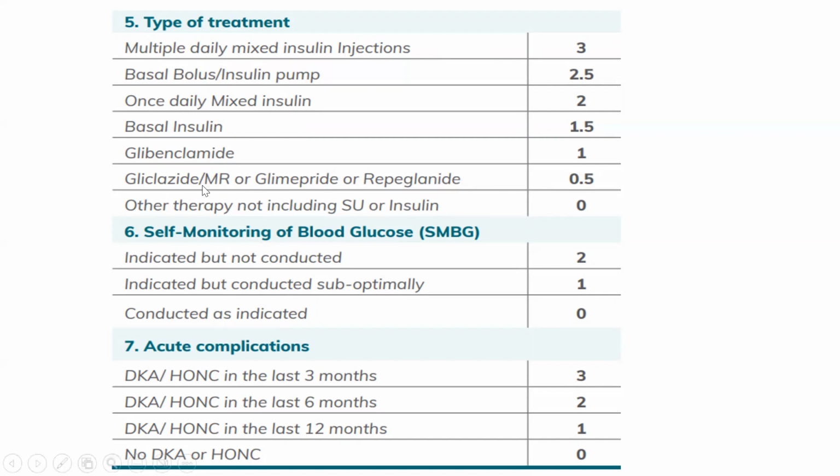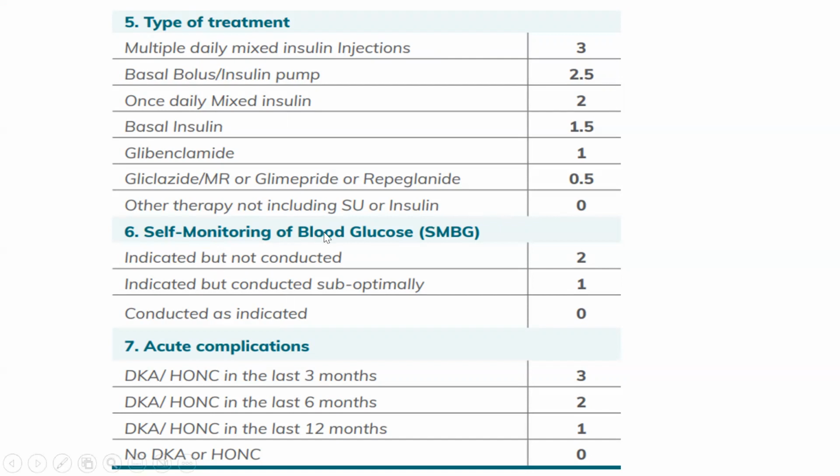Now, this is the other therapy we are talking about. Any other therapy like metformin, SGLT2 inhibitors, or DPP4 inhibitors, which does not include SU or insulin. They are also talking about the other injectable therapies like GLP-1 analogs. This all will be 0. It means if the patient is on this, then the risk element score will be 0. Of course, when we are calculating the total risk, we will be adding all the points. I'll give you an example in the next slide.